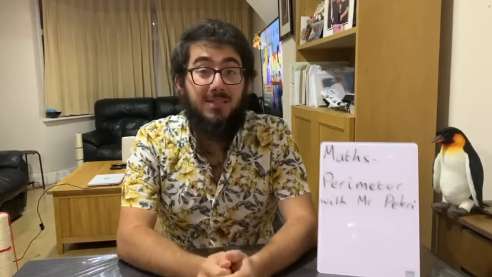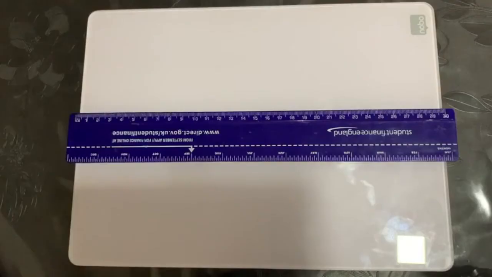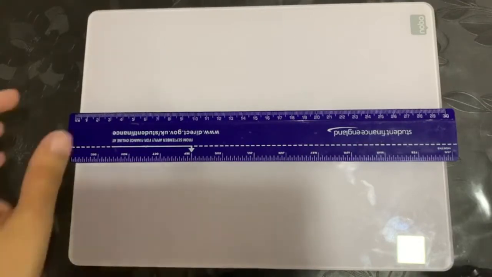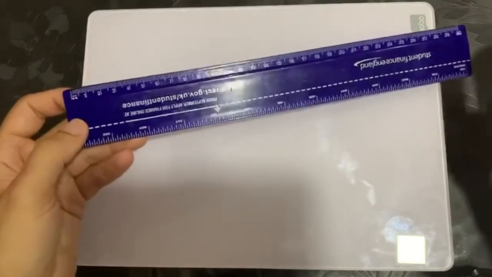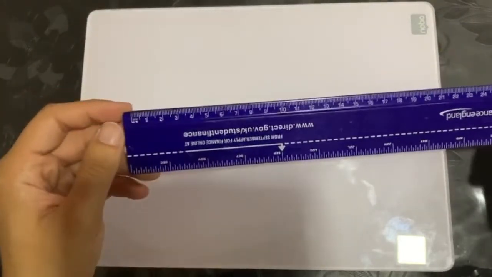Today we're going to be doing some maths and we're going to be looking at the perimeter of some 2D shapes. Okay everyone, before I go in with any questions or working out, I'm just going to show you something really quickly that you should all know, but I'm just going to say it just to make sure.